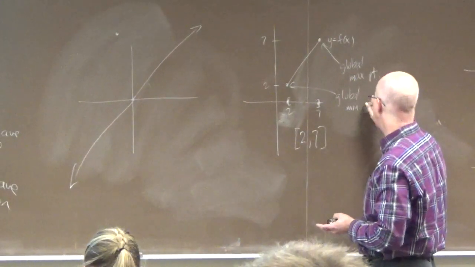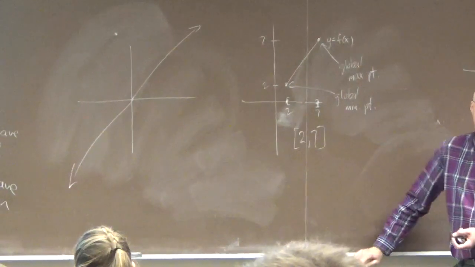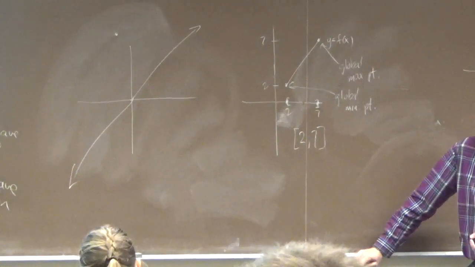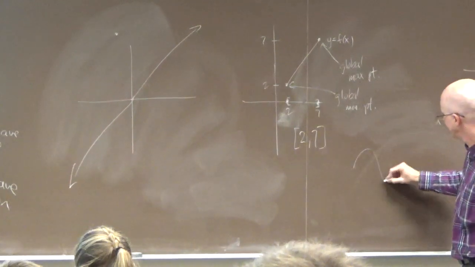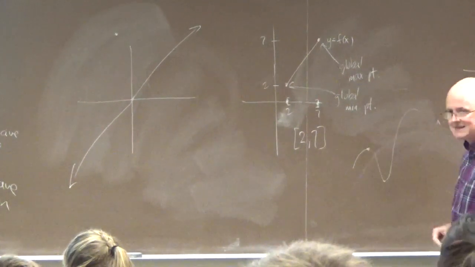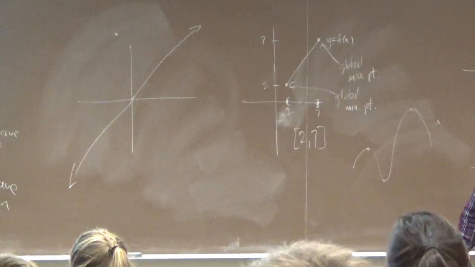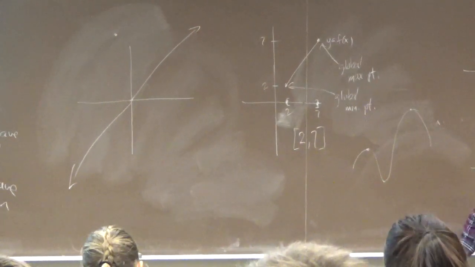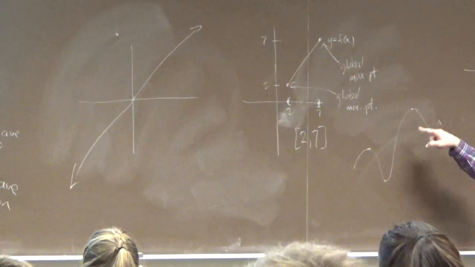Global does imply local. These are global, they're also local. Local doesn't imply global. There is a local max, it's not a global max. There's the highest point on this graph. This is both local and global in this particular graph.